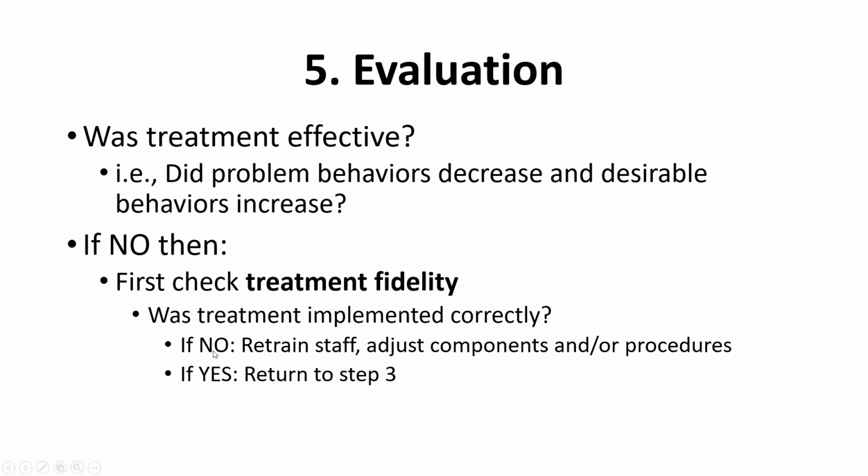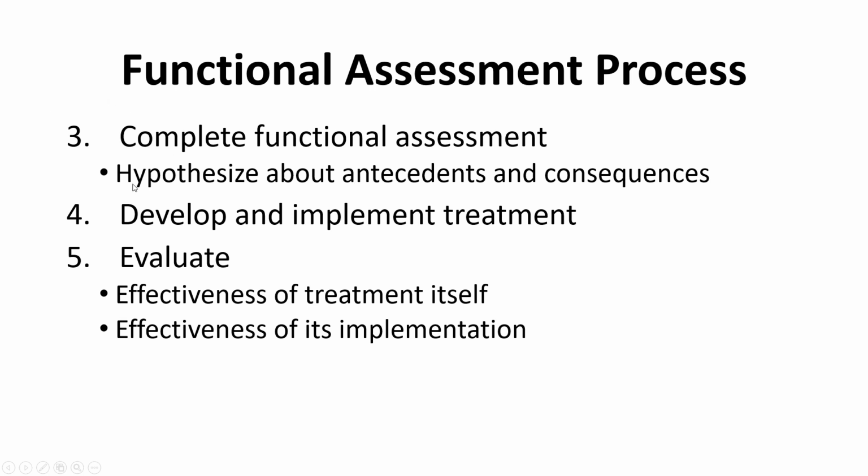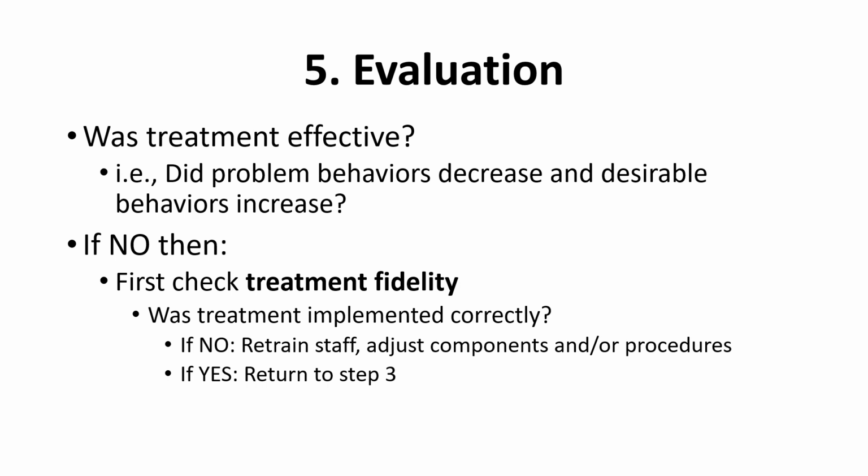And then, instead of saying that we made a mistake and the treatment wasn't put together properly, if you look at it and say, actually, yeah, we did everything right and it still didn't work, then we have to go back to step 3, which is to complete a new functional assessment. Maybe the things that you thought were antecedents and consequences weren't actually involved in maintaining this problem behavior. Maybe there's something else going on. So you can take another look at the situation, see if there's something else that might be involved, and develop and implement a new treatment that you can then critically evaluate again.